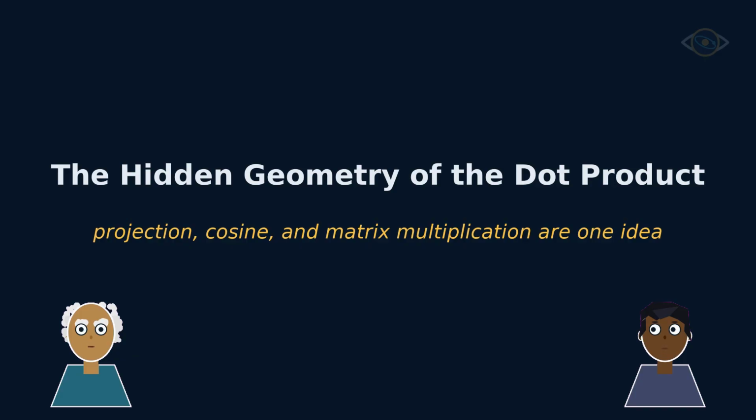By the end of this, you'll see that one number quietly powers projection, the cosine of an angle, and even matrix multiplication. They're all the same idea.